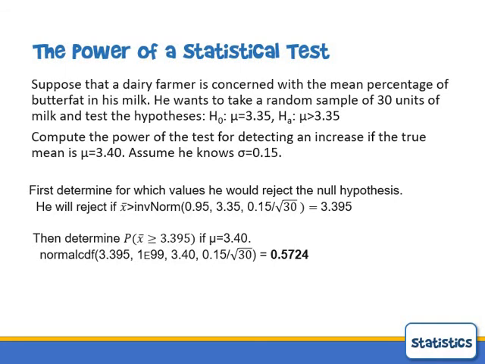And then we still use sigma over square root of n here because we know sigma is 0.15 and n was 15 in the sample. And we get 0.5724. So computing power is fairly complicated, you see here. You have to first figure out, if you assume the null is true, when would you reject the null hypothesis? And then you use that and the alternative to figure out, well, what percent of the time would you do that based on random sampling? And it turns out here to be about 57%.